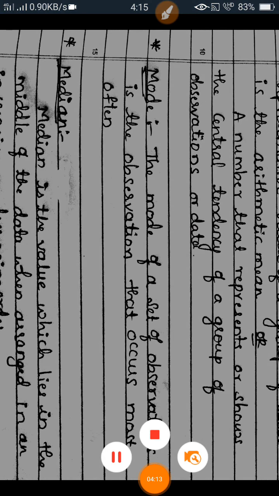Next one, mode. Mode means the observation that is repeated the most. I am taking a general example, not only marks; it may be a salary list or an amount or expenses, all kinds will come. Here is the sentence: the mode of a set of observations is the observation that occurs most often.